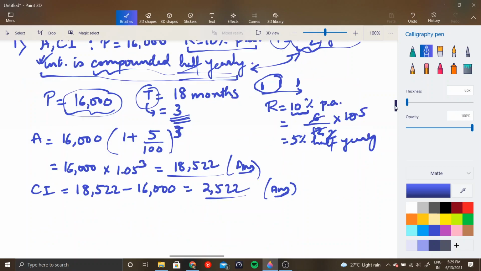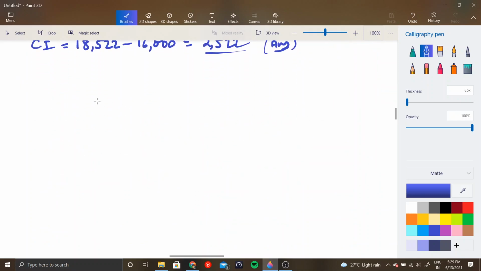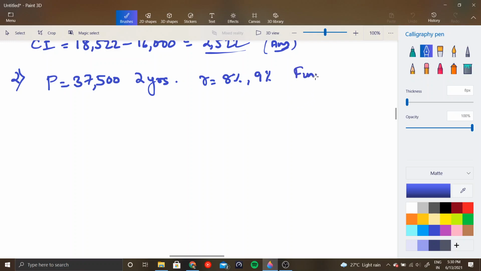This is a simple sum. Now let us look into a different kind of sum. Now this kind of sum is also very common when your exams are concerned. Now here let us suppose that the principal is 37,500, right, and it is invested for 2 years at successive rates. R is 8% and R is 9%. Now you need to find the amount. So you see that the rates of interest are no longer the same.